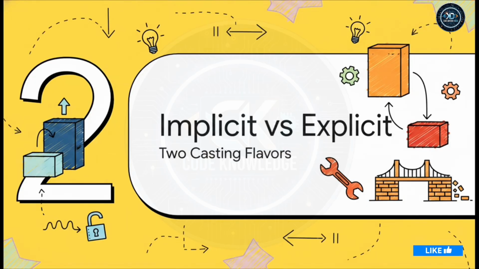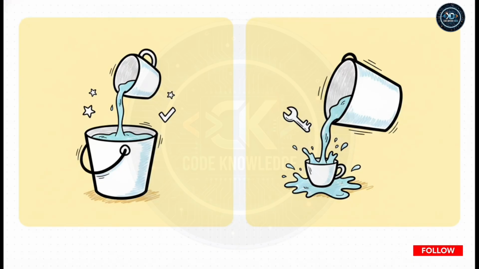Let's get into section 2, implicit versus explicit casting. This really highlights the main difference. On the one side, we've got implicit casting. This is completely automatic. It happens when you move data from a smaller container into a larger one. It's kind of like pouring a tiny cup of water into a giant bucket. Super safe, zero spills, and Java just handles it.